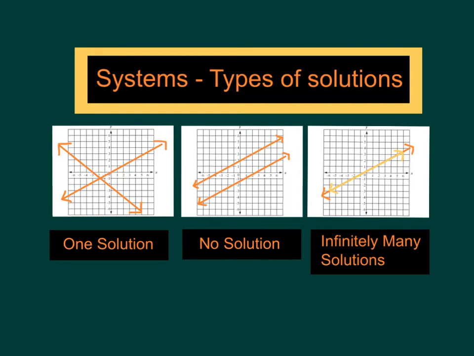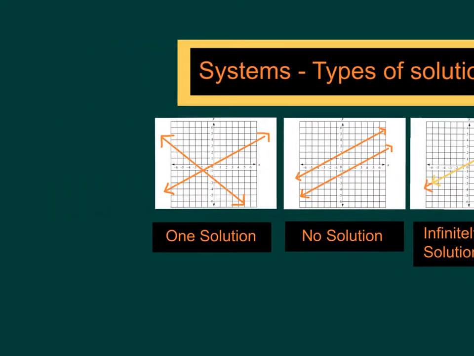A system of equations is basically two or more equations that use the same set of variables. On a graph, we're thinking of two or more different graphs that are graphed on the same coordinate plane. Now, going forward, we're going to want to recognize and understand the different types of solutions.